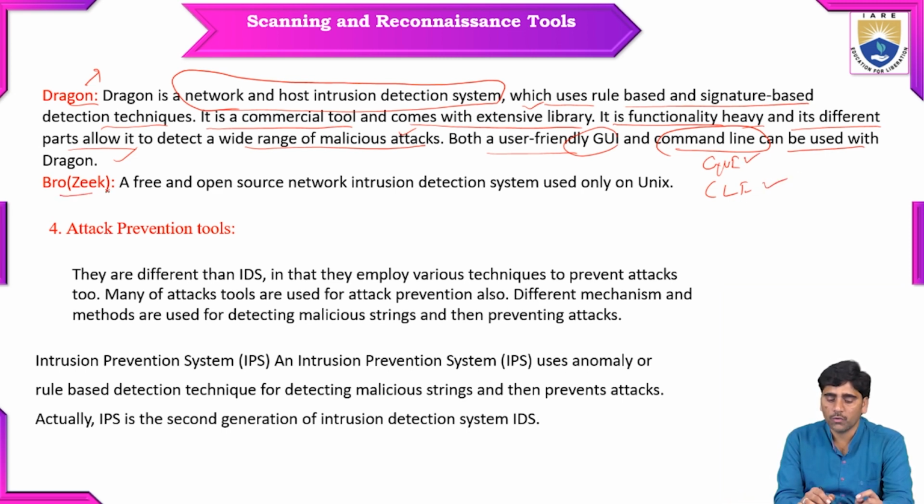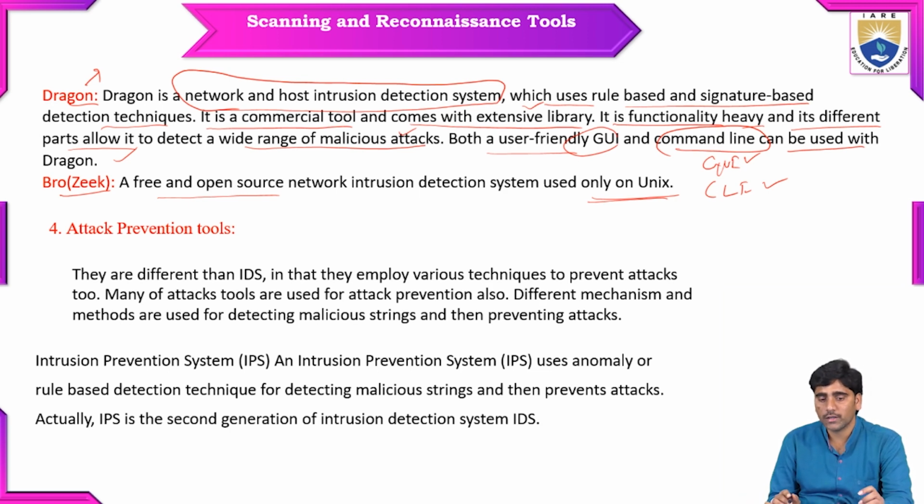And the next one, Bro, formerly called Zeek. It is a free and open source network intrusion detection system used only on Unix operating systems.